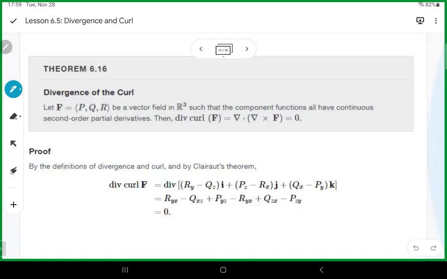Okay. Here is our next theorem, and I give the proof. I was nice. It's also in your textbook.